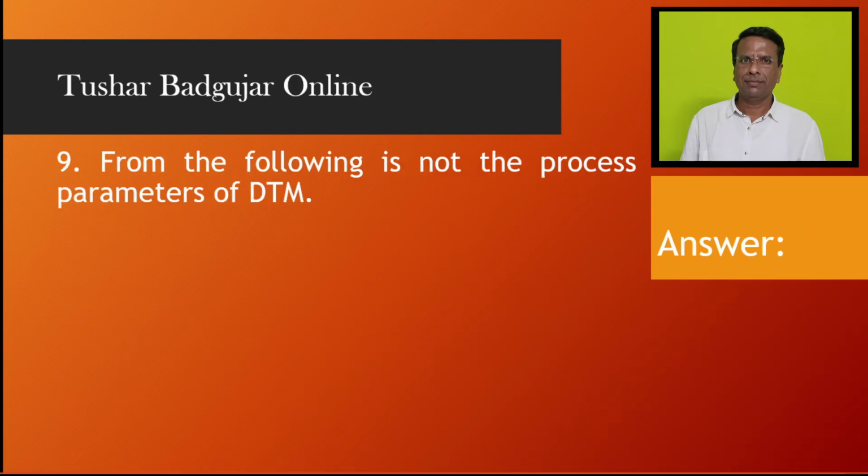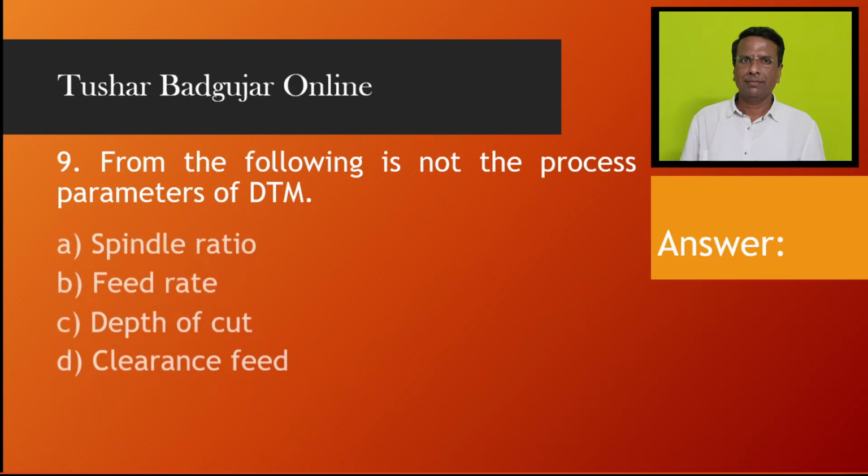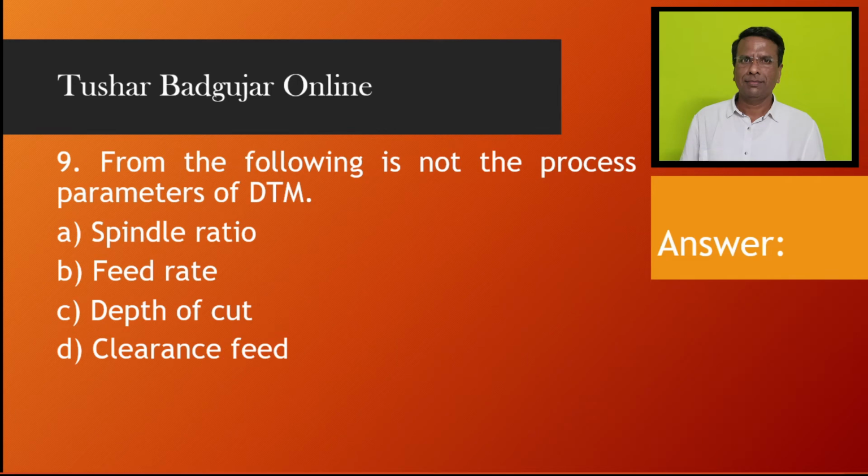Which from the following is not the process parameter of DTM? Spindle speed, feed rate, depth of cut, clearance speed. And the answer is D, clearance speed.